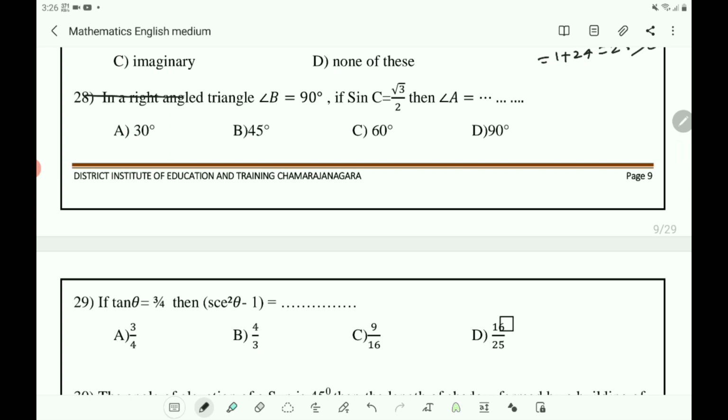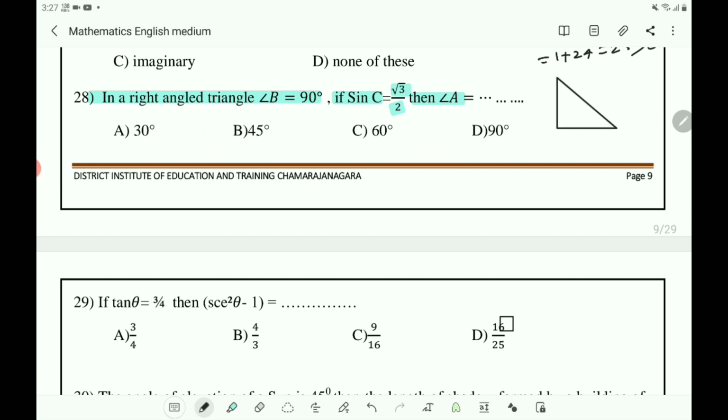In a right angle triangle, angle B equals 90 degree. If sin C equals root 3 by 2, then angle A equals? Now let us have the rough sketch.